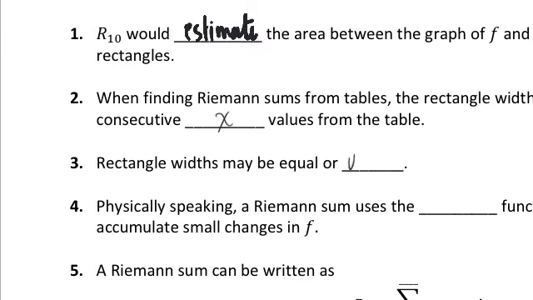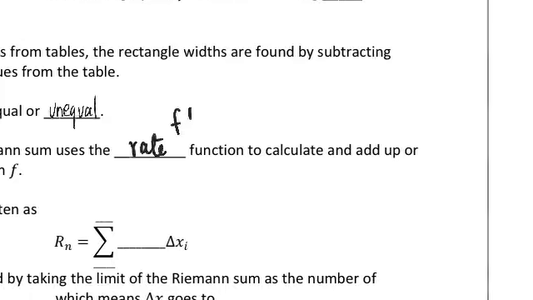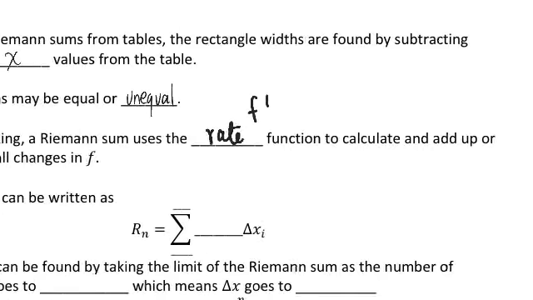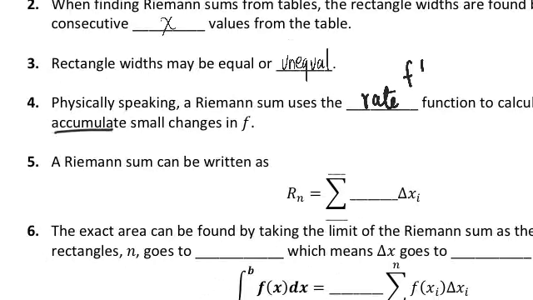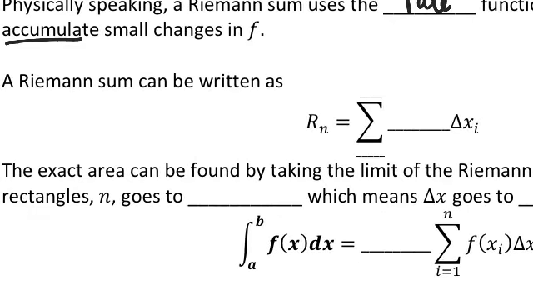Physically speaking, a Riemann sum uses the rate function, the f prime, to calculate and accumulate small changes in f. A Riemann sum can be written in sigma notation, so we can start our counter at 1 and stop at n, and that means n rectangles. The sigma means we're adding up the areas, and f of x sub i is the height of the ith rectangle, and delta x sub i is the width of the ith rectangle. i is going to keep track of which rectangle.